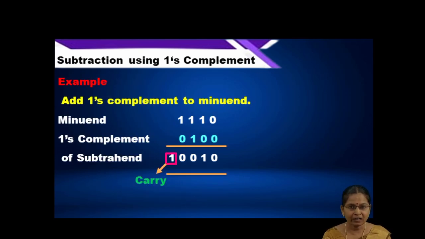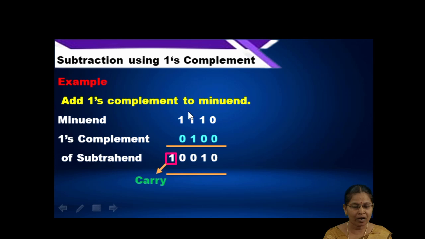So add the minuend to the 1's complement value. The minuend is 1 1 1 0. The 1's complement value is 0 1 0 0. So first, starting from the right bit, 0 plus 0 is 0. There is no carry, so move on to the previous bit. 1 plus 0 is 1. Move on to the previous bit. 1 plus 1 is 1 0. The carry is generated. Move on to the previous bit.